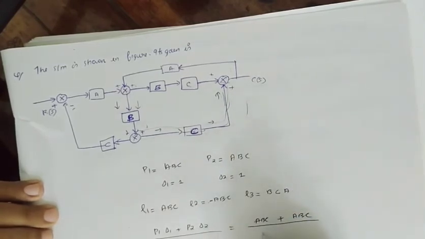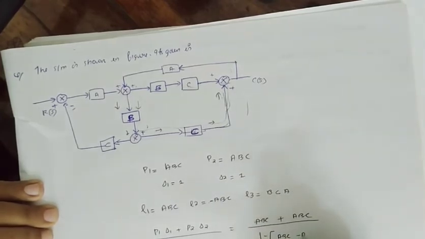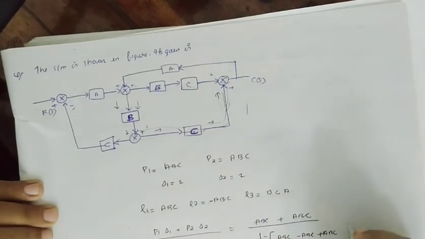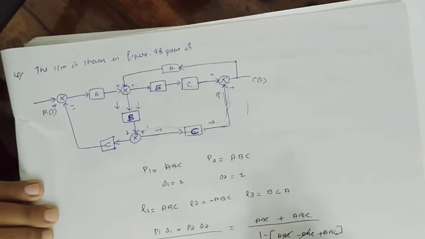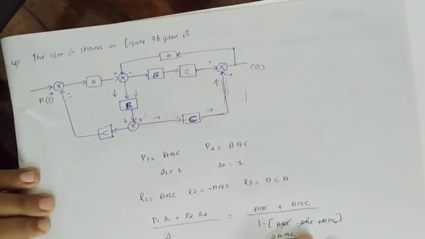Divided by 1 minus the individual loop gains, that is ABC minus ABC plus ABC. That is all. It is 2ABC divided by 1 minus ABC. So this is the answer.